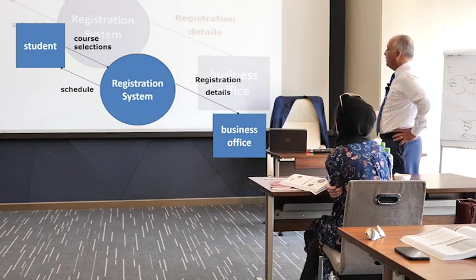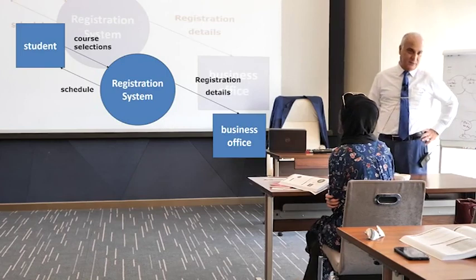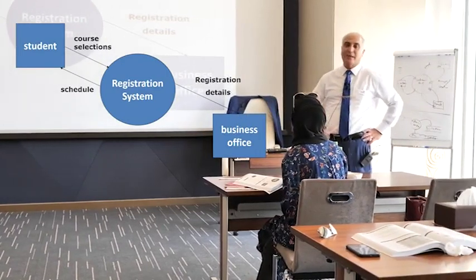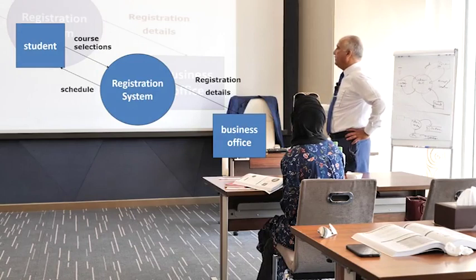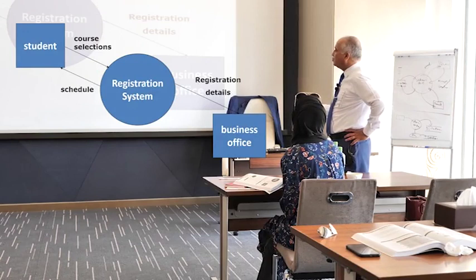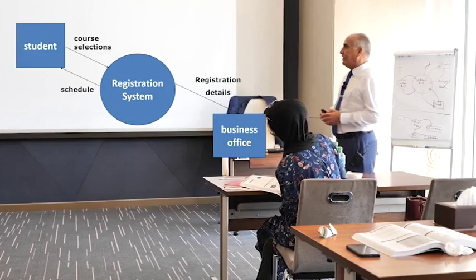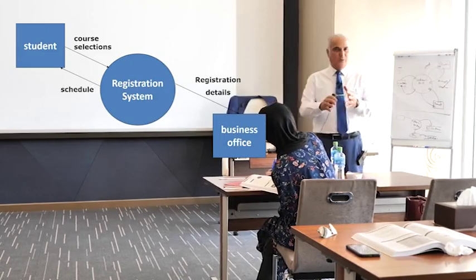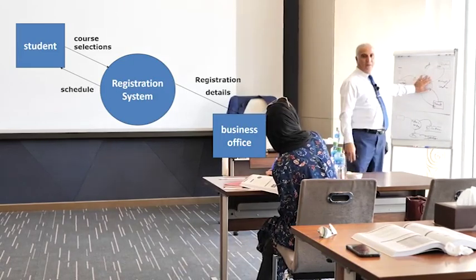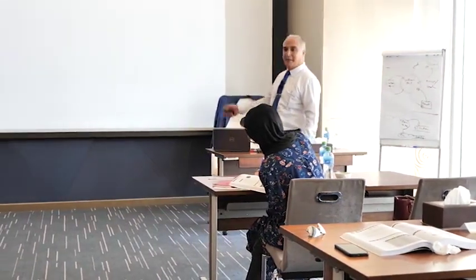We have also another unit, which is the business office. It's another user, the accounting office. What they basically want is the details of who the students registering are. Now, in other words, what we mentioned, the context diagram, is the highest level. After the context diagram, we go to the major processes. And within each major process, we go to sub-processes.